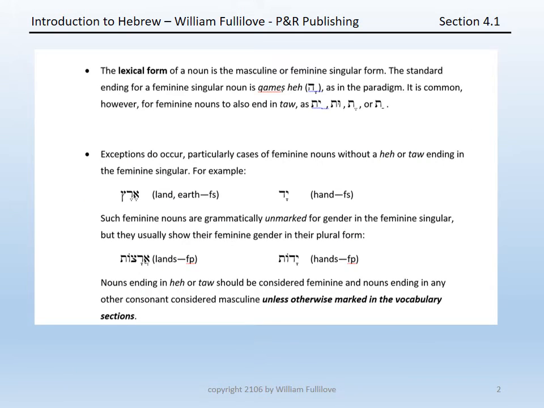The lexical form of a noun, the way you would look it up in a lexicon, is the singular form, whether masculine or feminine. The standard ending for feminine nouns is a qamets hey, a, as in the paradigm. Feminine nouns quite commonly, however, can also end in a tav with various combinations of vowels in advance of that tav: at, et, ut, yat, etc.